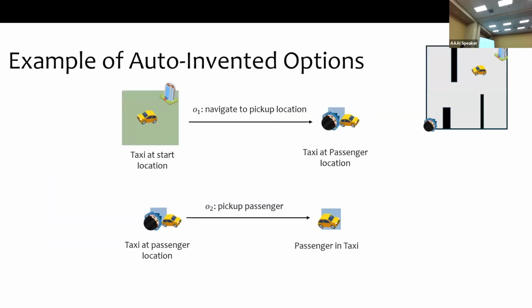And here's just an example of auto-invented options in the taxi domain. So we have the taxi at the start location. The option would be to navigate to the pickup location. There's another option where the taxi is at the passenger location, so an option was invented which would pick up the passenger.